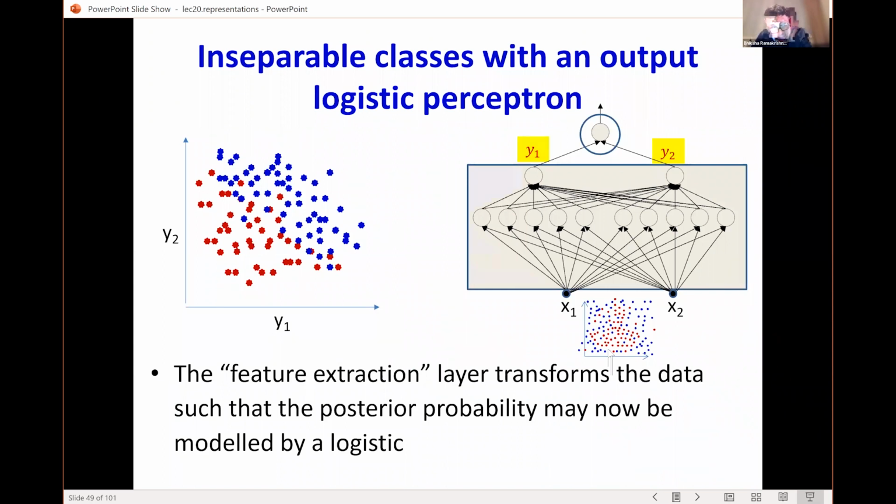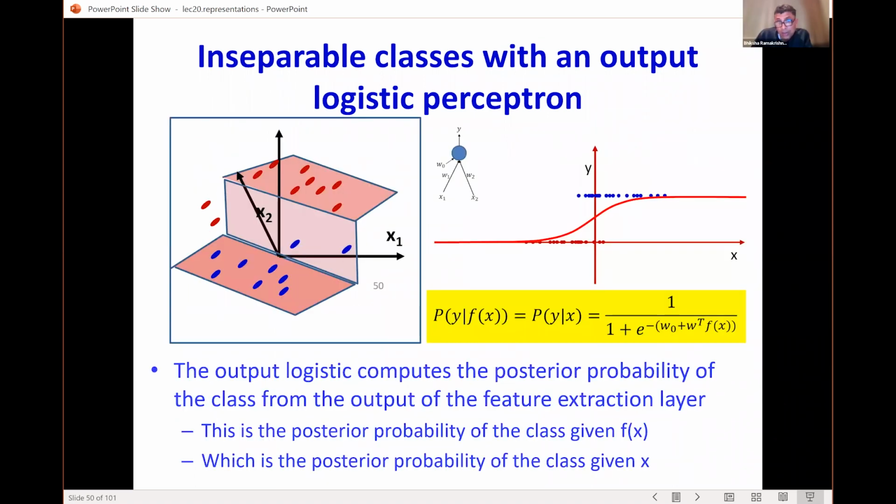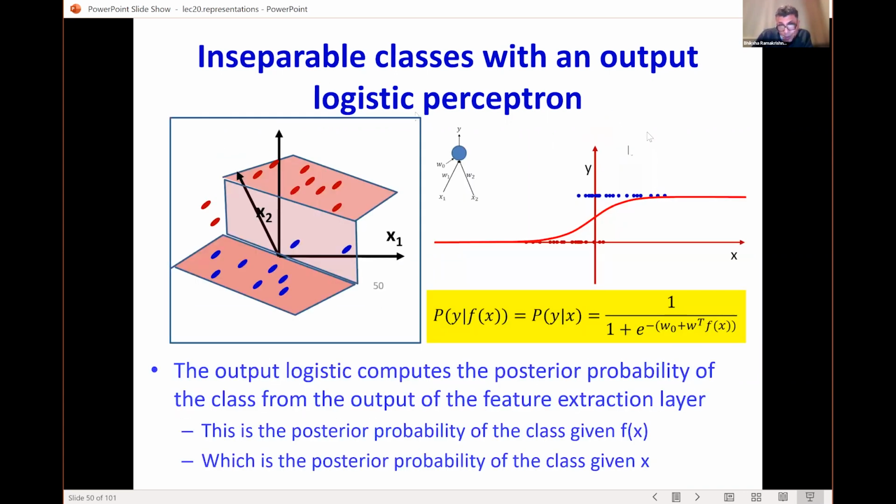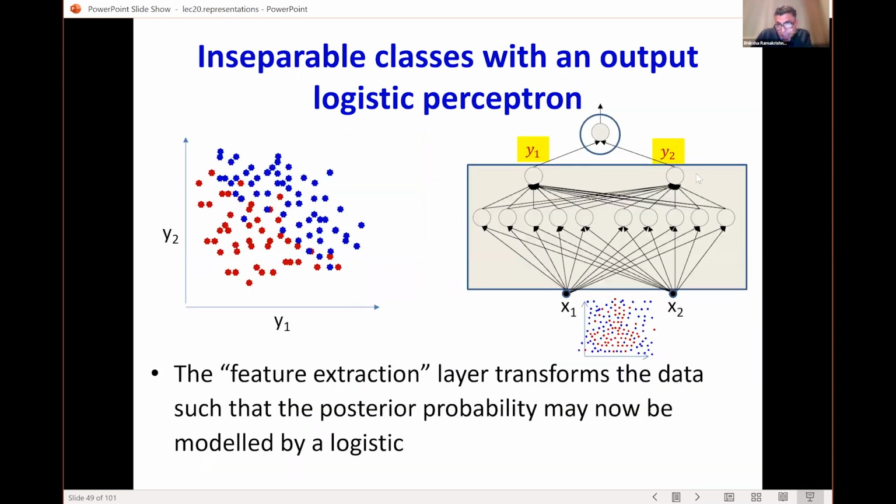What probability, Lakshya? Class 1, posterior probability, yes. Yeah, it computes the a posteriori probability of the classes, right? But it actually computes the posterior probability of the classes given the input to the neuron, and the input to the neuron is going to be f of x, where f of x is the function represented by this gray box, the rest of the network.